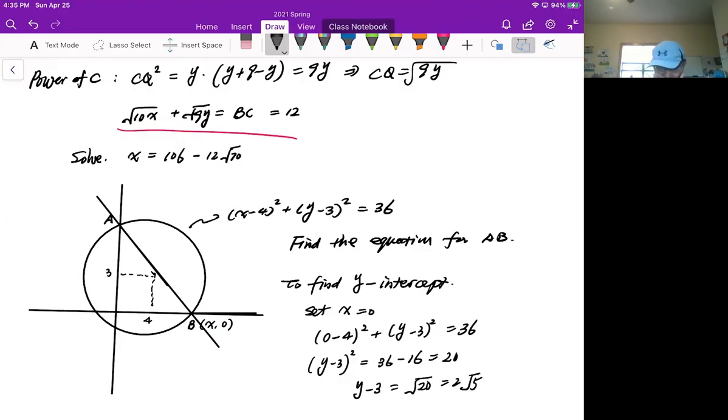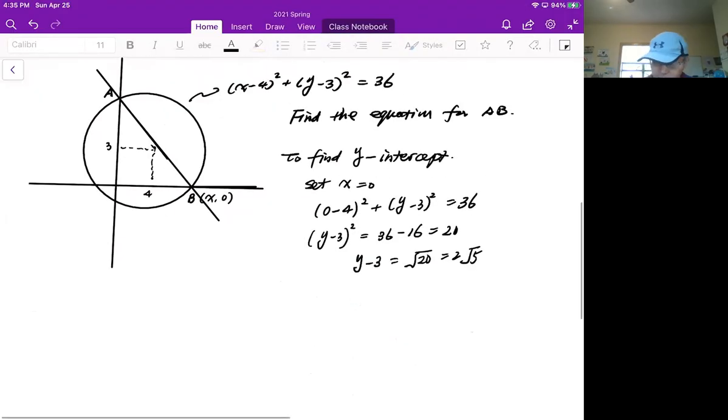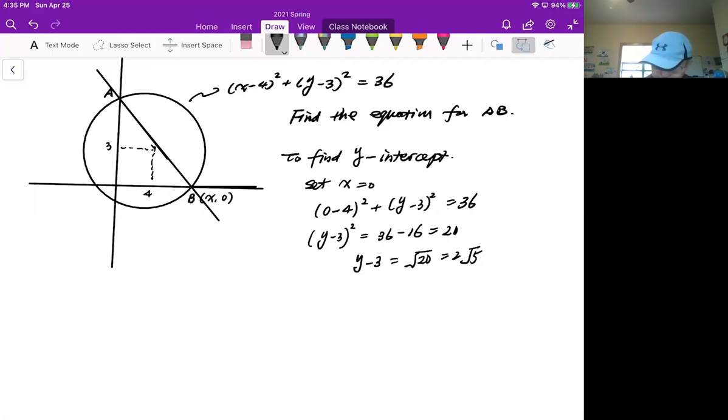Right? 2 root of 5. Okay, so I get my answer: y is 3 plus 2 times root of 5. Let's see, is that correct? Yeah, right, okay, so we can get that.